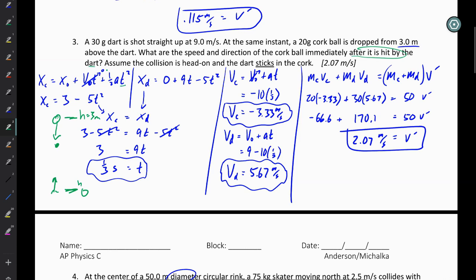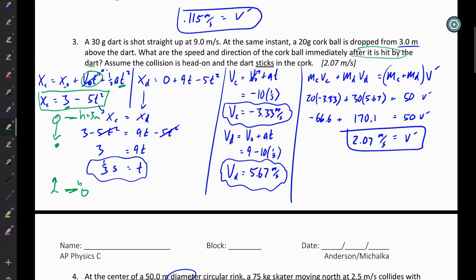And so if we create a function of position as a function of time for each of these, for the cork ball we've got its original position, 3 meters. It's got no initial velocity, plus 1/2 a t squared, so 1/2 of gravity is -5, so 3 minus 5t squared. So we've got an expression for its position.